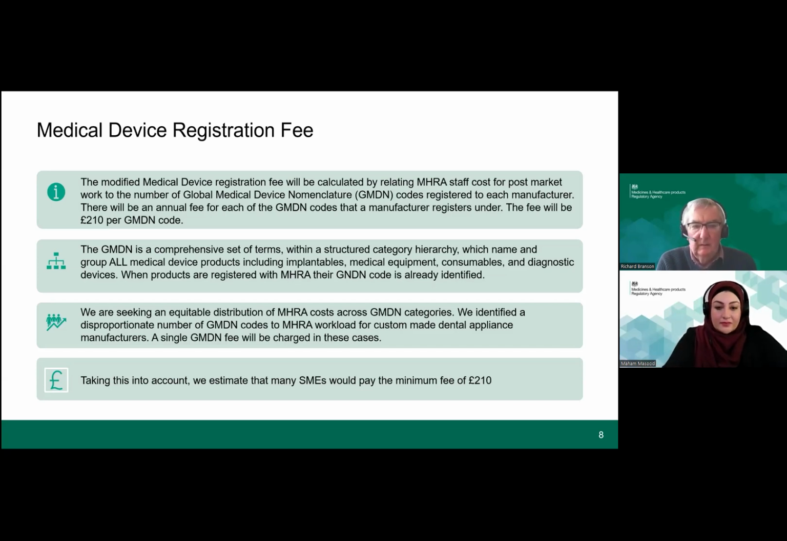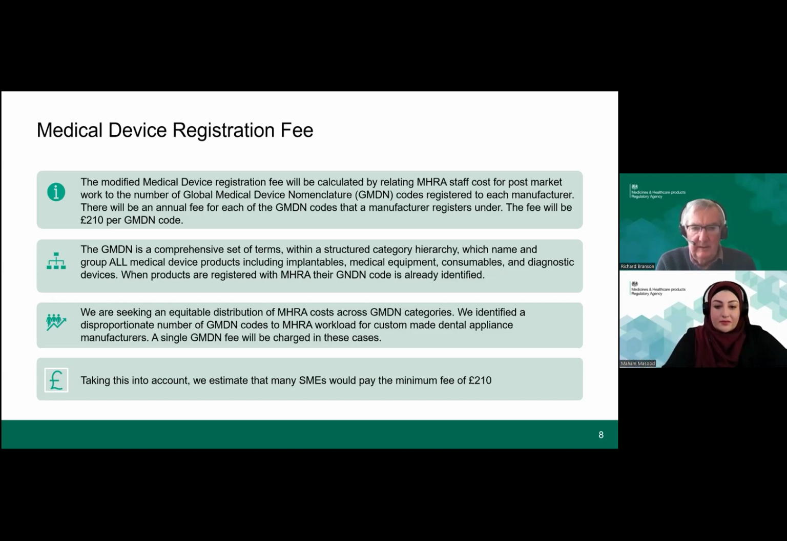Now, since the consultation has started, we've been aware of a couple of other areas where there are these concentrations of GMDN codes. One is for IVDs, and one is for surgical instruments. So we're looking at those at the moment to see how we can modify the proposal to take into account those extra concentrated clusters of GMDN codes.